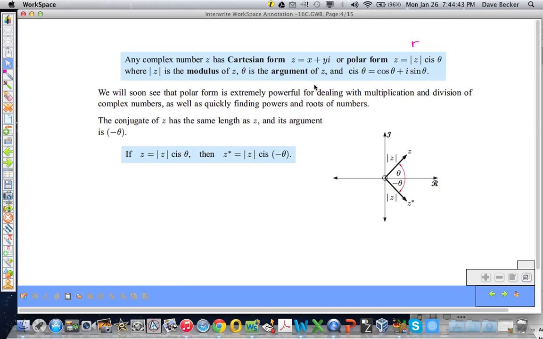Okay, so this is the same thing from the last page. And we're going to see that if z equals mod z or r cis theta, then its conjugate is equal to mod z cis of negative theta. That should make perfect sense to you. We did that before, also with your study of the unit circle. That should make perfect sense to you as well.